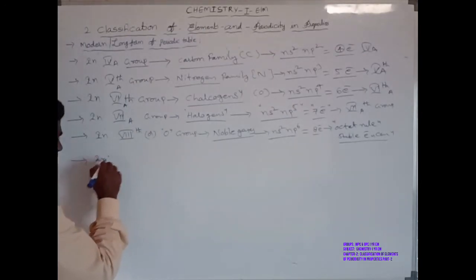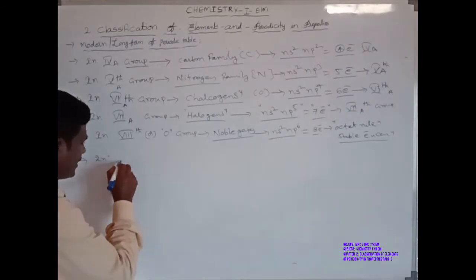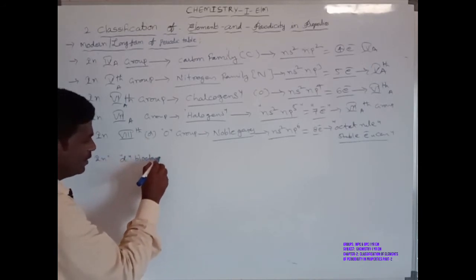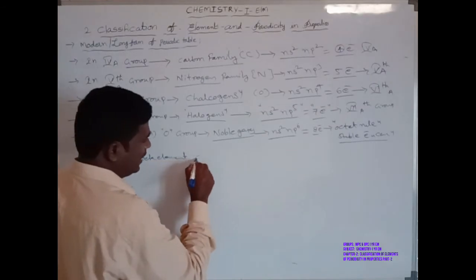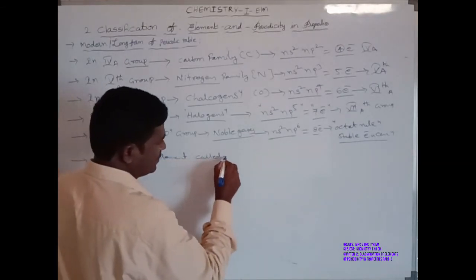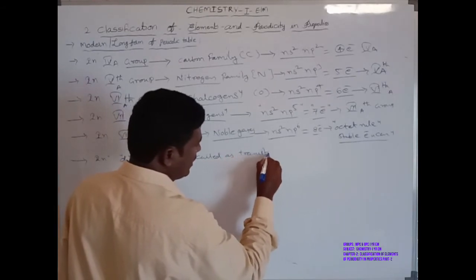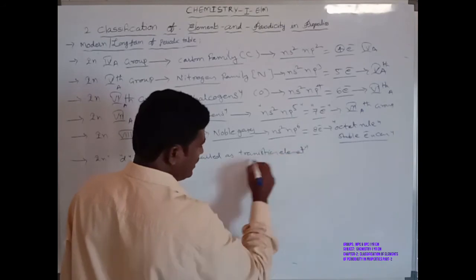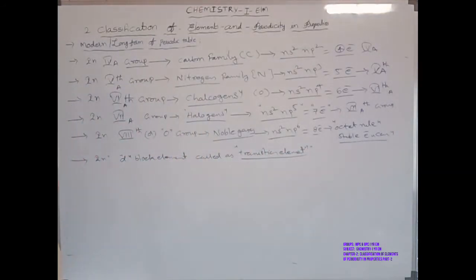In the modern periodic table, here are the D block elements. The D block elements are also called transition elements. Which elements are the transition elements? The D block elements are also called transition elements.